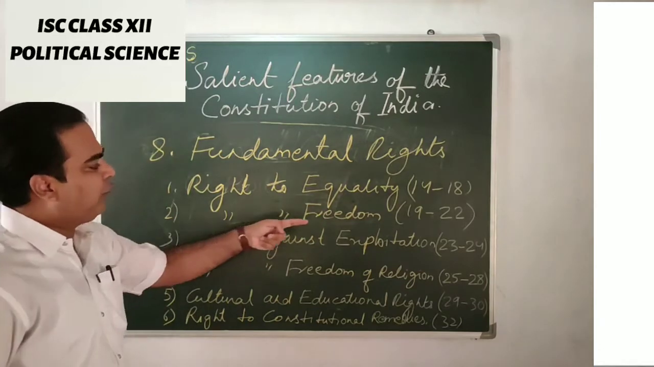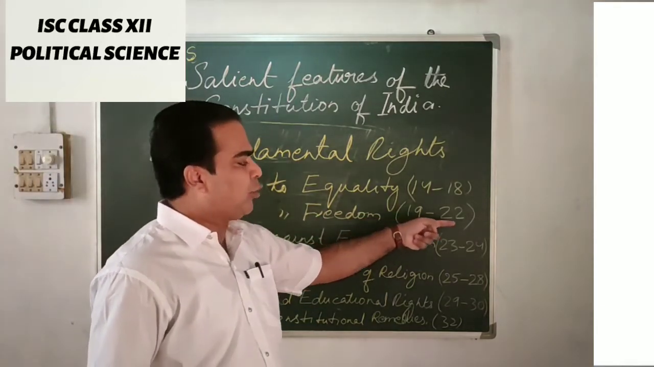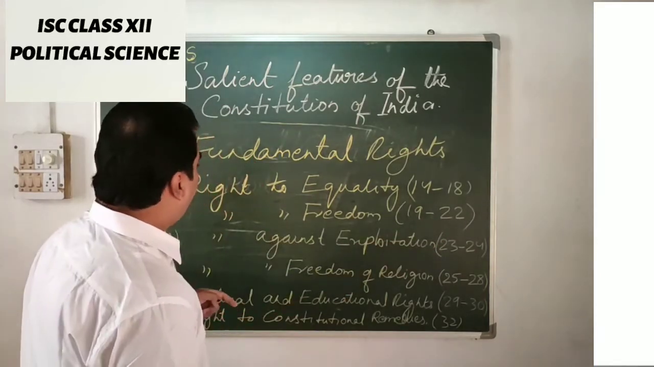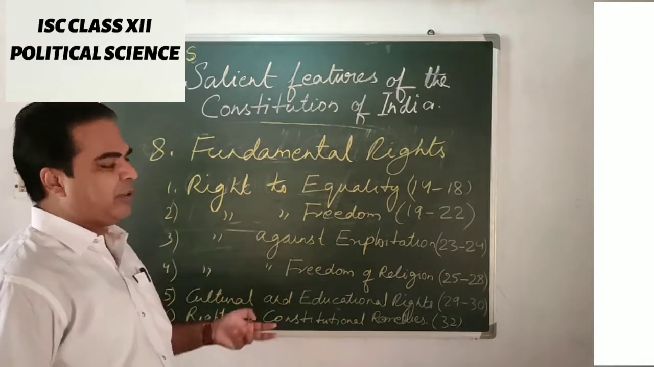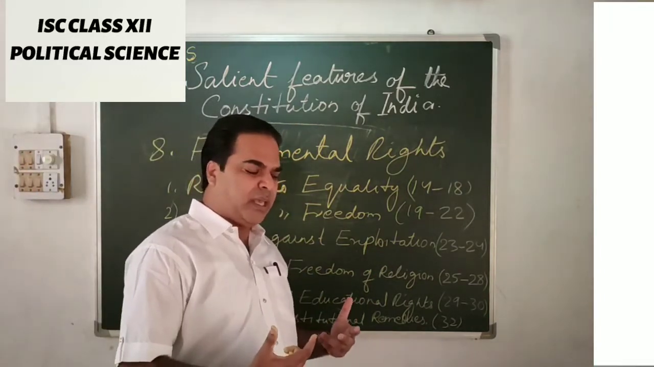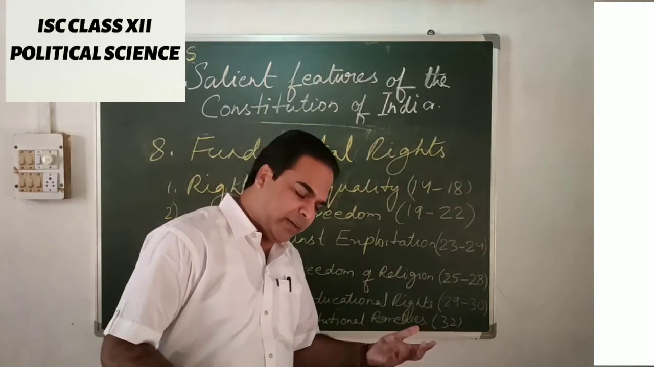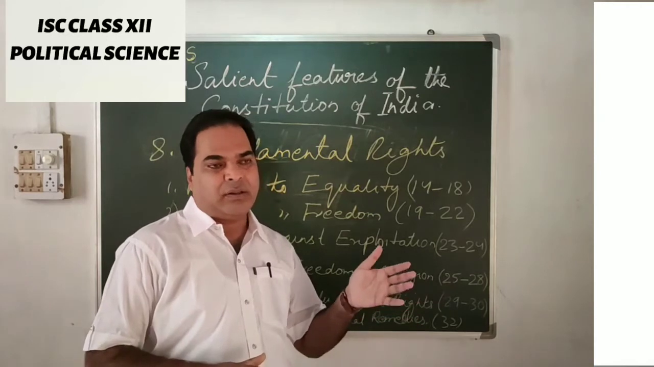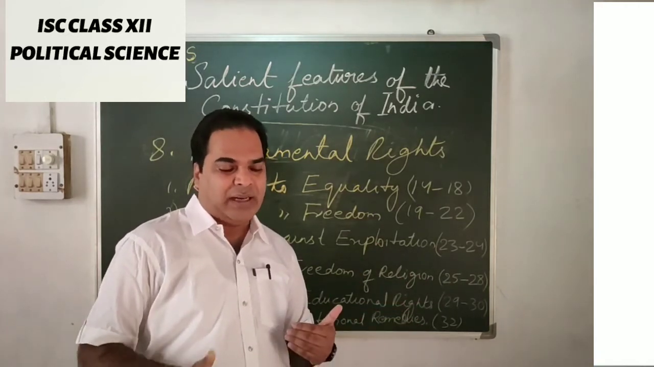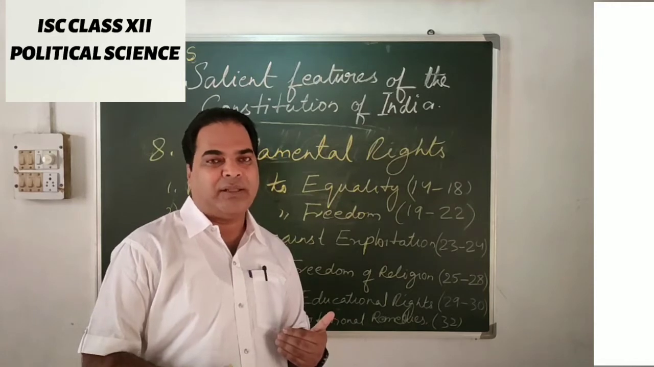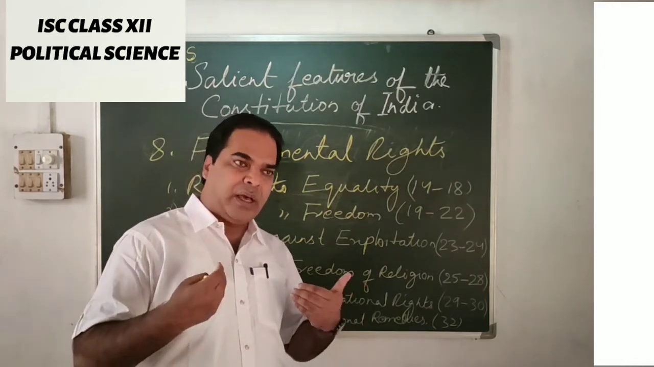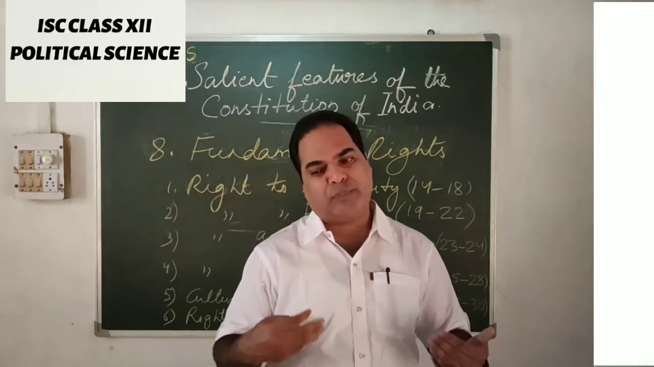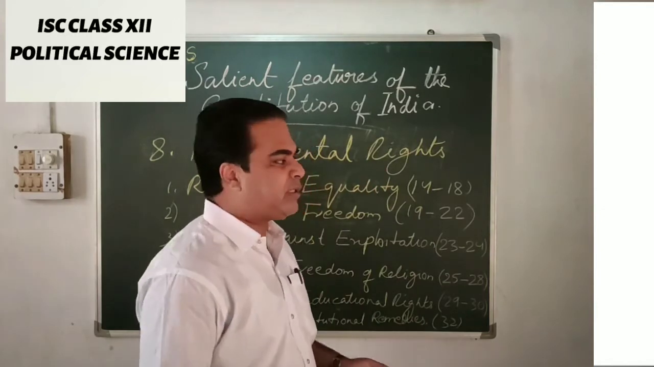Now next one, right to freedom, is mentioned in article number 19 to 22. Then we have right against exploitation. Exploitation means we don't have a right to exploit anyone. Rather, nobody can exploit us. Suppose, for example, I keep a servant to work my household activities, and if I don't pay him or her properly, that is exploitation. Like we are working wherever, in a private sector or a public sector, and if you are not paid properly, we are exploiting. So that exploitation cannot be done.